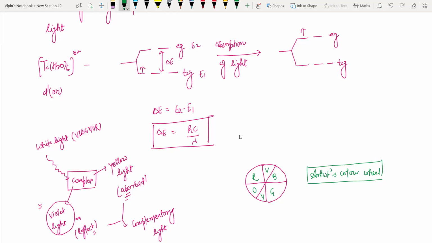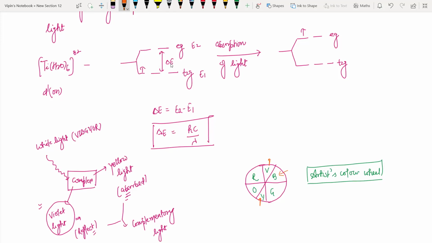Actually, there are more variations in color, but these are the main colors shown in this artist color wheel. So the complementary color of violet light is yellow. It means if any system absorbs violet light, then it will show yellow color. Similarly, if any system absorbs yellow light, it will show violet color.